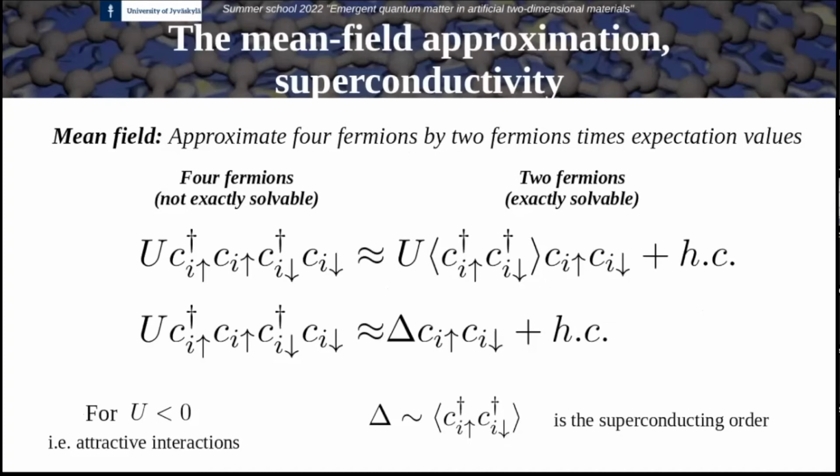Okay, so let's see how we can get both superconductivity and magnetism just in this very simple Hamiltonian. Let me emphasize that solving these mean field Hamiltonians is something that you will systematically do in the exercise sessions.